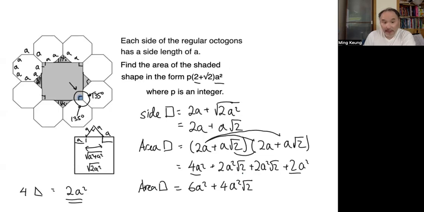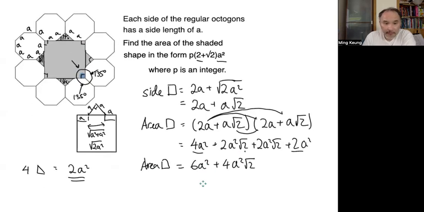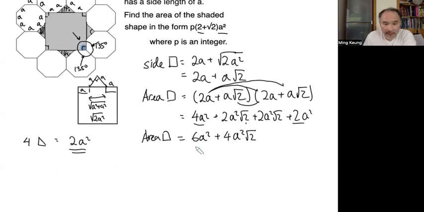But I want the area of the shape. So I need to add up the area of the square plus those 4 triangles to give me the final answer. So I've got to add up these two together. Well, I've got 2A squared, 6A squared. Then the area of the shape would equal 8A squared, 2A squared plus 6A squared, plus the 4A squared root 2.